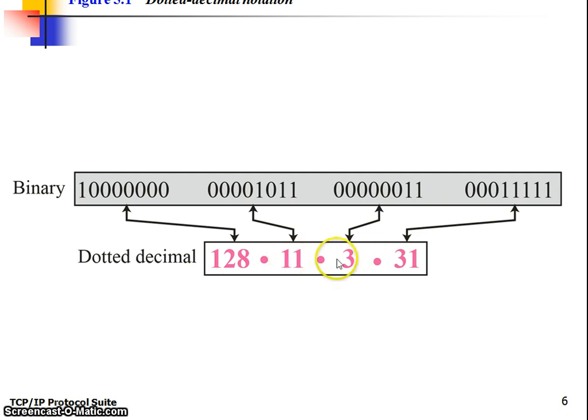Why do we call it dotted decimal? Because each block is separated by a dot. In each block, as you can see here, each block carries 2 raised to 8 values, that is 256 values. The same IP address is shown in binary format, but the blocks are separated by a space.